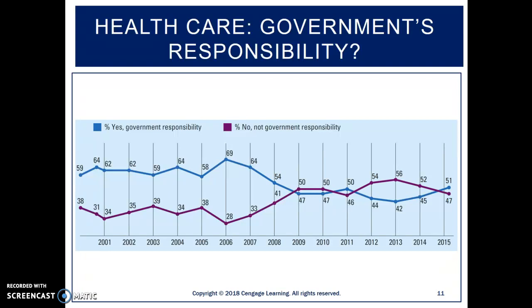And if you look at right before the Affordable Care Act was passed, you can see that a lot of people did not think it was the government's responsibility. Now, interestingly enough, after it was passed, the percentage of people who thought it was the government's responsibility went back up. So it's not clear whether the increase in support in 2015 is just a short-term fluctuation or reflects the increase in acceptance of the Affordable Care Act. That is, are people more willing to accept government responsibility for health care now that it is part of the law? And of course, we've seen over the last year that debate continues to rage about exactly what government's role is in health care.